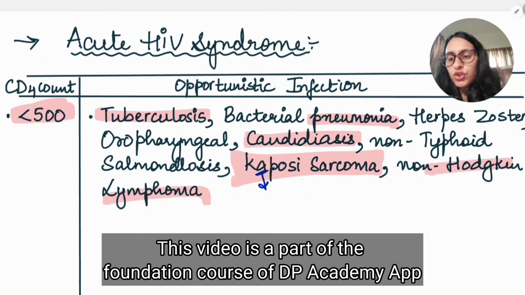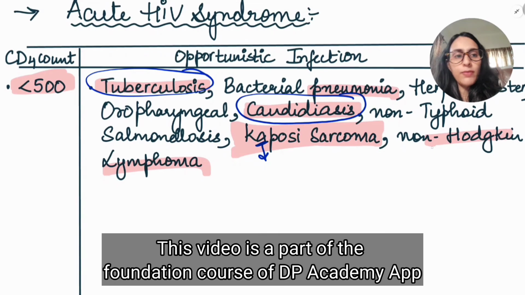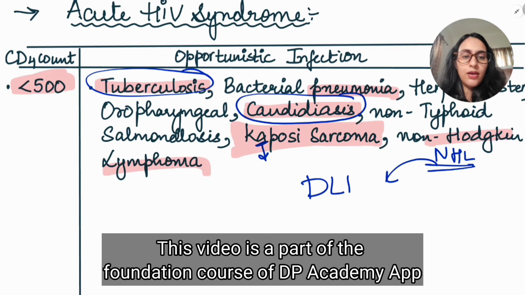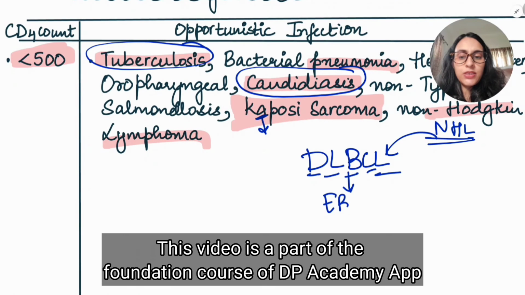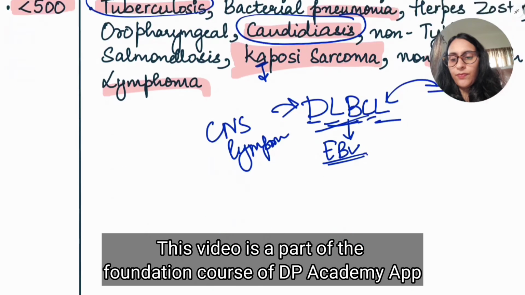So they can ask you a question like, most common opportunistic infection in the AIDS patient, guys, it is tuberculosis. Then most common fungal infection in the AIDS patient, it is candidiasis. They can ask most common non-Hodgkin lymphoma in the AIDS patient, it is DLBCL, which is diffuse large B cell lymphoma. Now this lymphoma we have studied in Epstein-Barr virus, which is human herpes virus 4. They can ask most common space occupying tumor. This is CNS lymphoma. Basically, it is the diffuse B cell lymphoma.